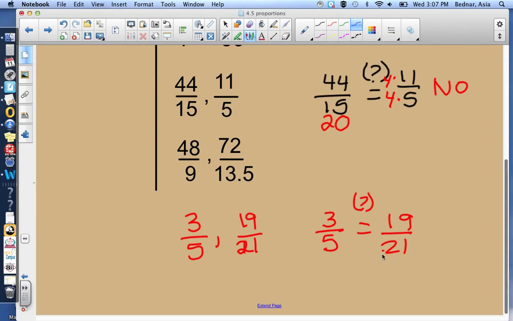So I must cross multiply here. At this point, I have to cross multiply. I'm going to take 21 times 3, and I will get 63. Then I will take 5 times 19, and to do some quick math so I don't make a mistake, 9 times 5 is 45. This would end up being 95. Is 95 equal to or the same as 63? No. So these two are not proportional. No, they are not.